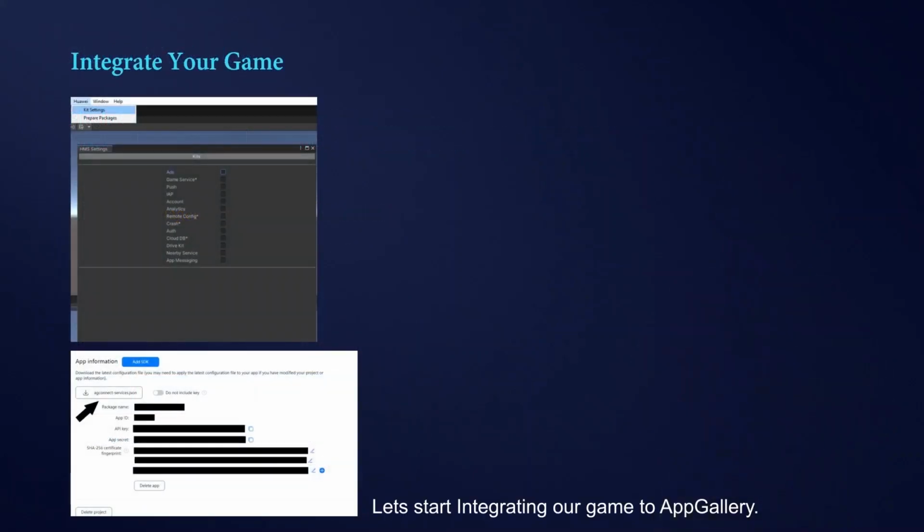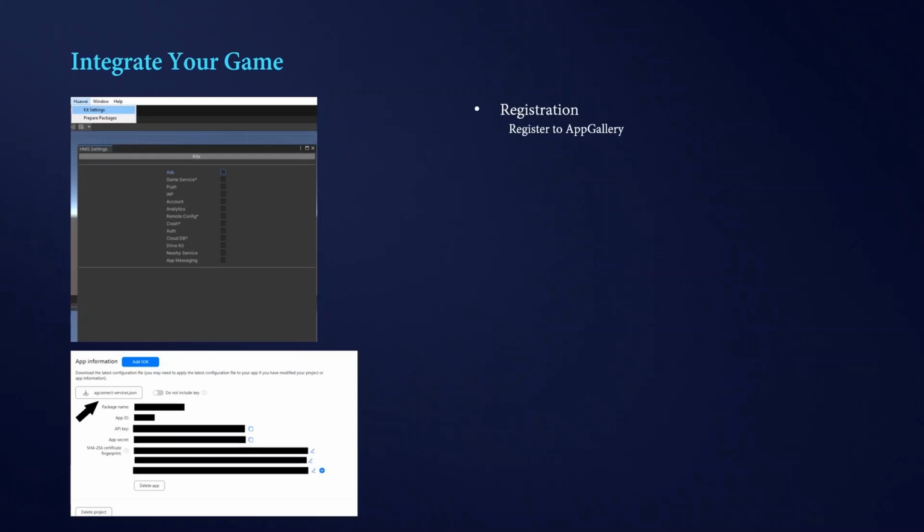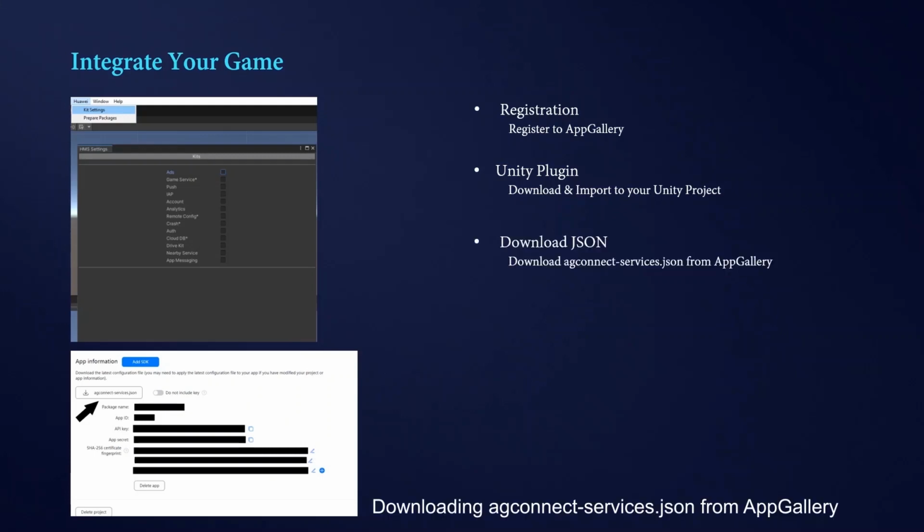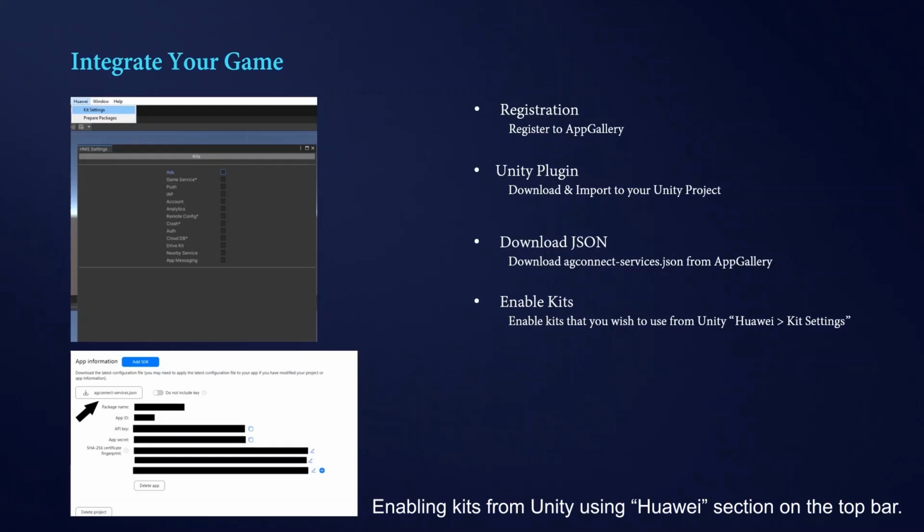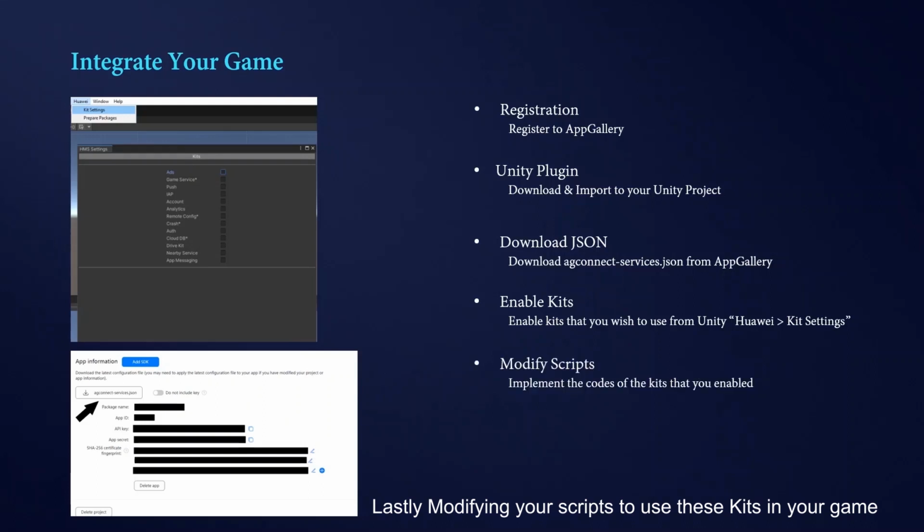Let's start integrating our game to App Gallery. If we need to talk briefly about the steps, we can talk about these topics. First, we need to do simple steps, such as registering to App Gallery, downloading HMS Unity plugin, downloading agconnect-services.json from App Gallery, enabling kits from Unity using Huawei section on the top bar. Lastly, modifying your scripts to use these kits in your game.